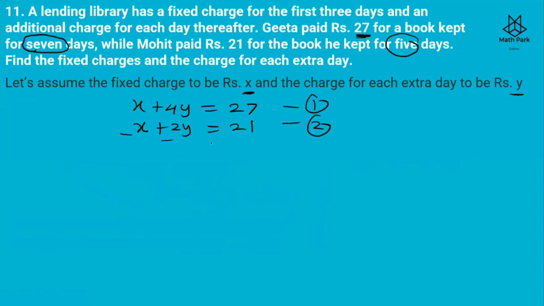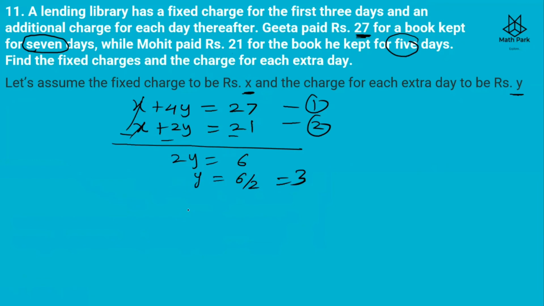Let us solve this equation. So we will be subtracting to eliminate X. 4 minus 2, we get 2Y is equal to 27 minus 21 is 6. So we get Y is equal to 6 upon 2, that is 3. Substituting this value of Y is equal to 3 in equation number 1.